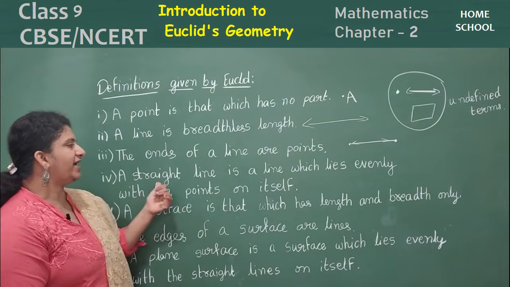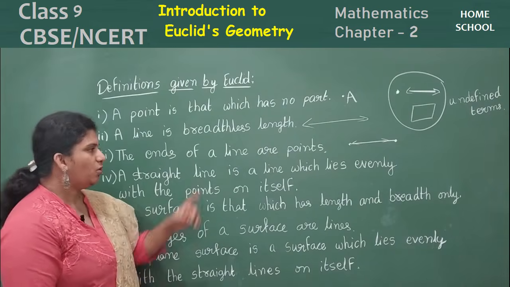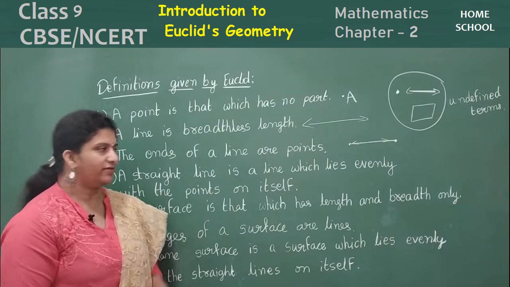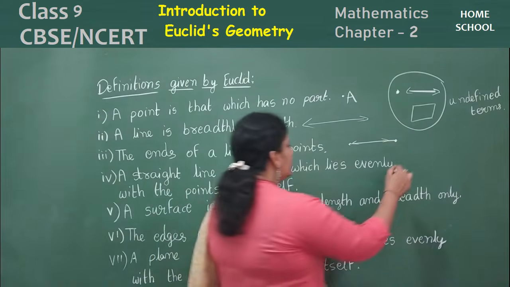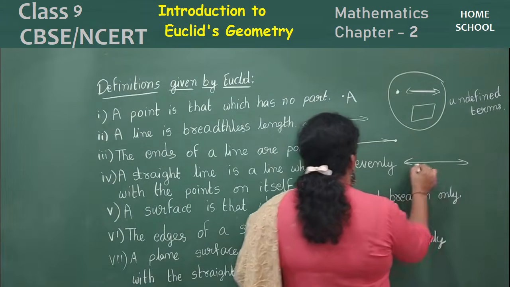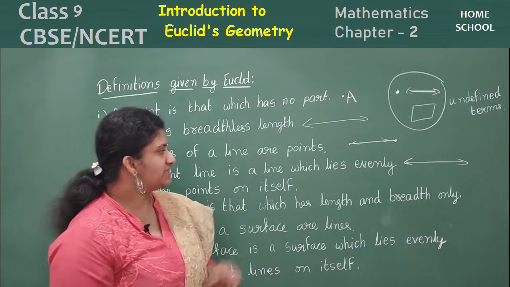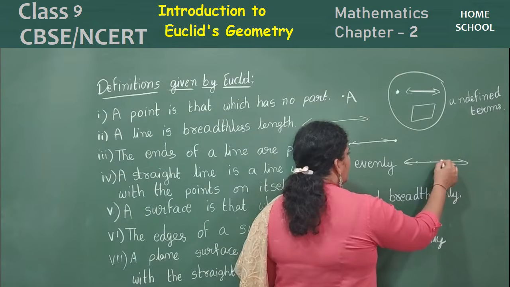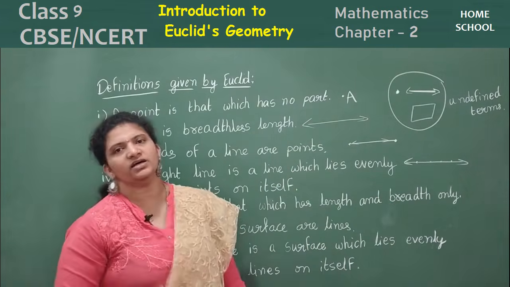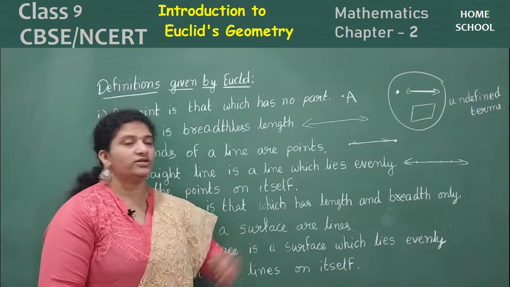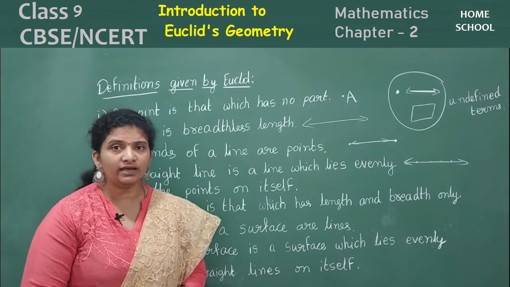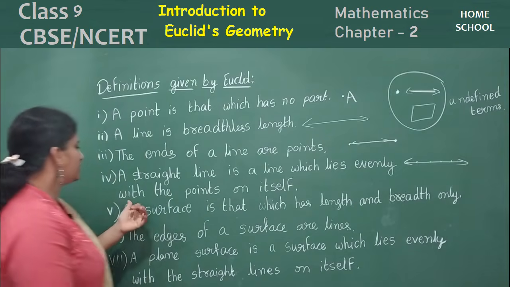Fourth one, a straight line is a line which lies evenly with the points on itself. So there are many points which can lie on a straight line. Those points are also known as, we have seen the definition, what is that? Collinear points. So let's see next.